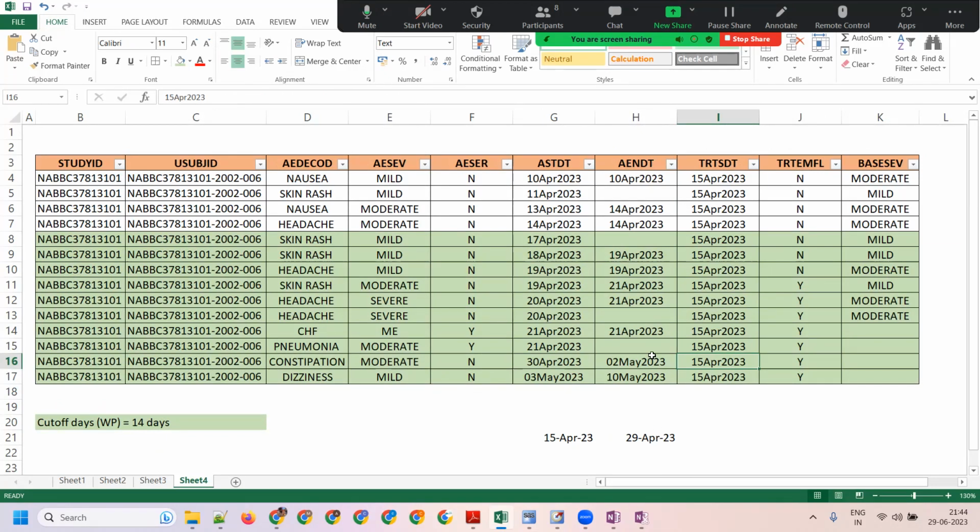Look at this. These two dates, if I consider, are outside my 14 days window. Yes or no? Meaning to say, this drug is going to be effective in my body only for 14 days. I take the drug on 15th April. It is going to have an effect until 29th April. But this has happened on 30th. Can I say this happened because of the study drug? Yes or no?